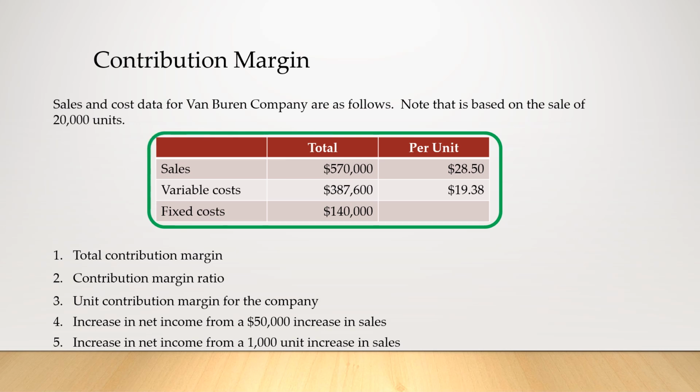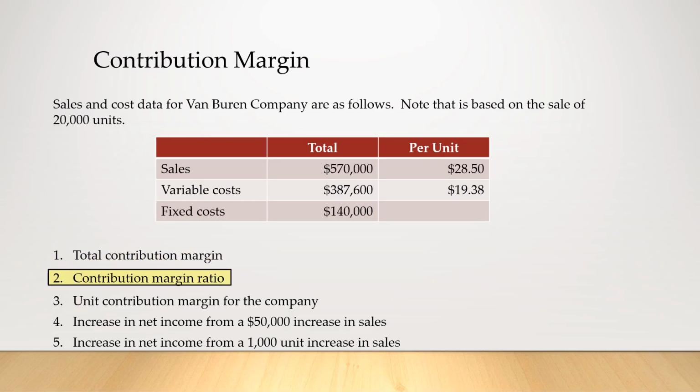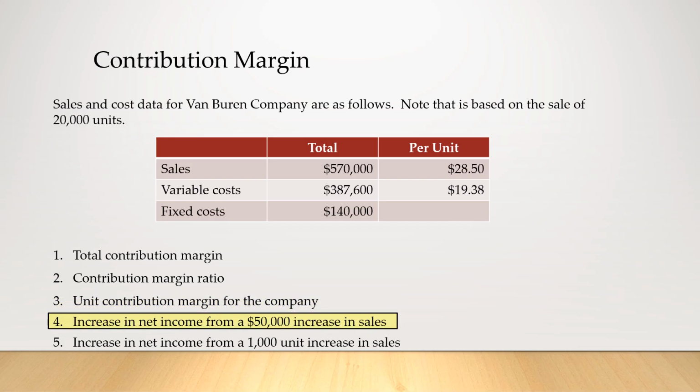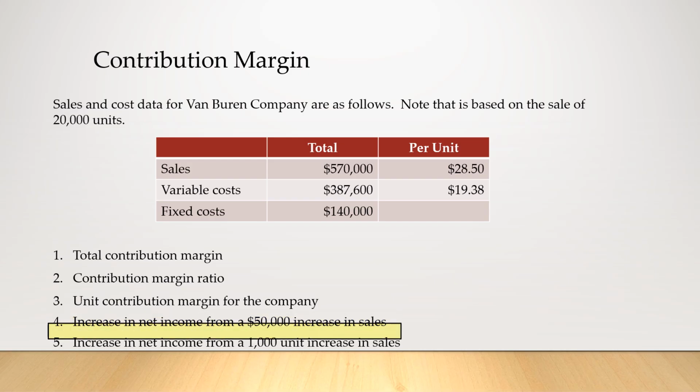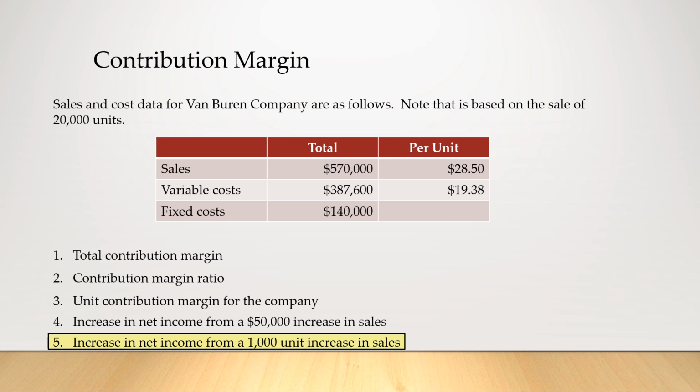Let's determine Van Buren's following items: total contribution margin, contribution margin ratio, unit contribution margin, increase in net income from a $50,000 sales increase, and increase in net income from a 1,000 unit sales increase.